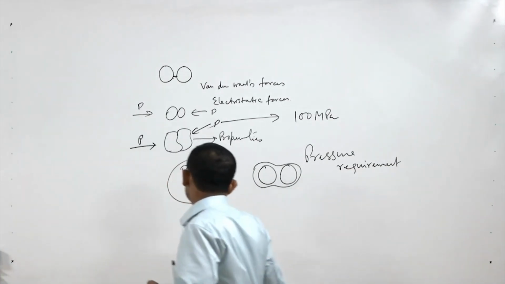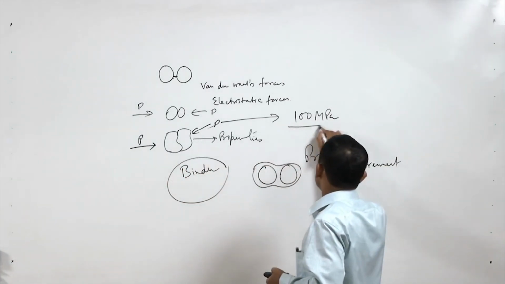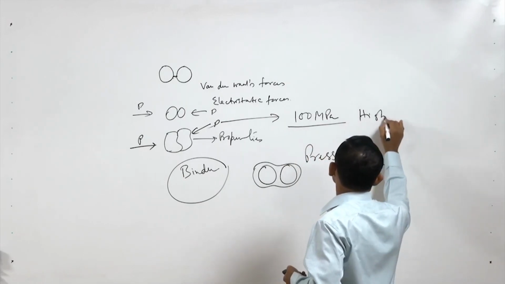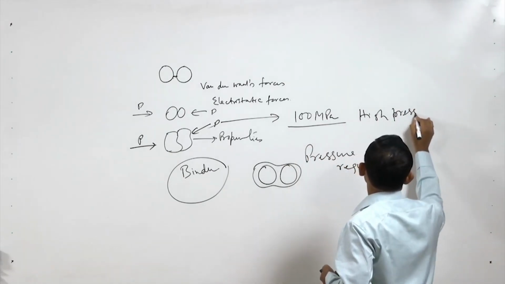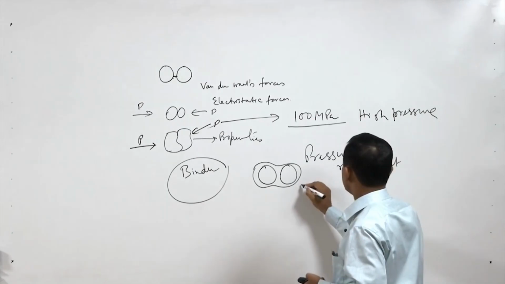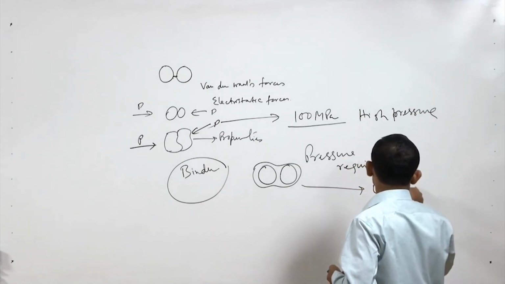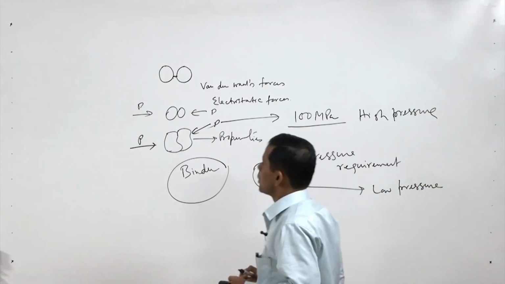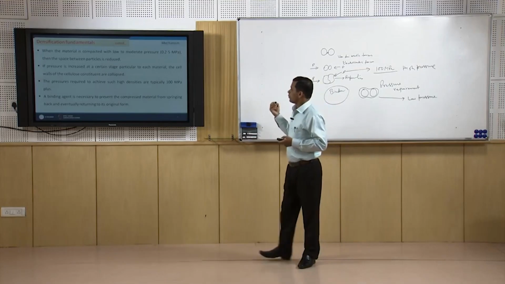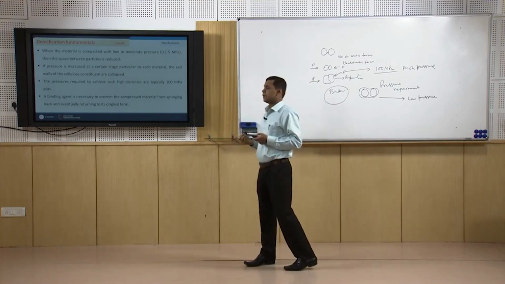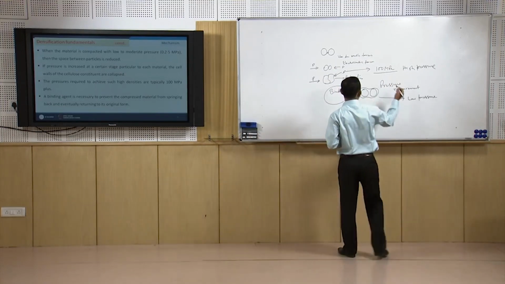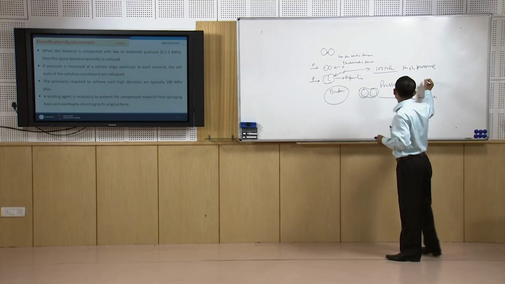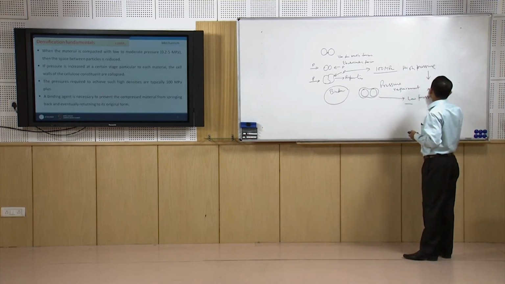Now, we are getting two situations where we have high pressure and another in case of low pressure. So, the briquette formation can take place either in high pressure condition or in low pressure condition, or in between there will be some intermediate pressure.